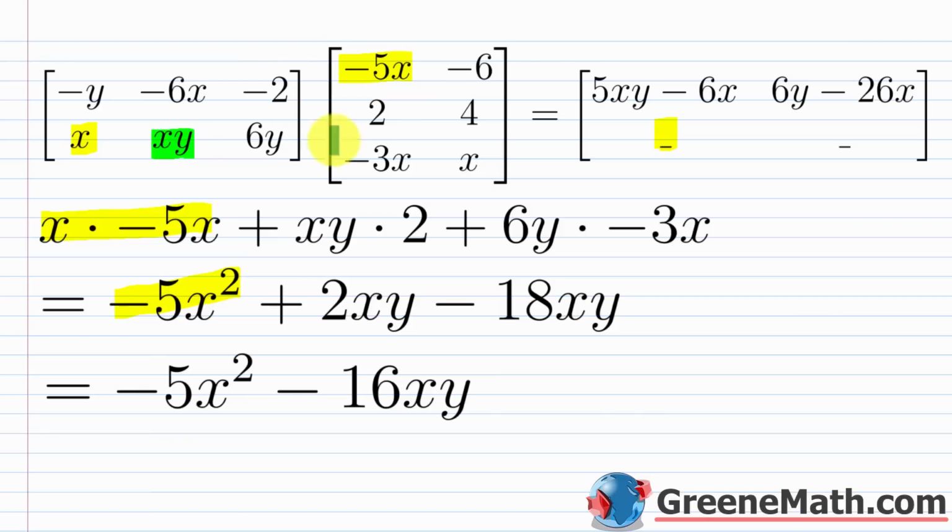Sliding down, you have xy times 2. So this right here. And that's just 2xy. All right, lastly, we're going to do 6y times negative 3x. So that's this right here. Well, basically, 6 times negative 3 is negative 18. And then you have x times y, which is just xy. So this is minus 18xy.